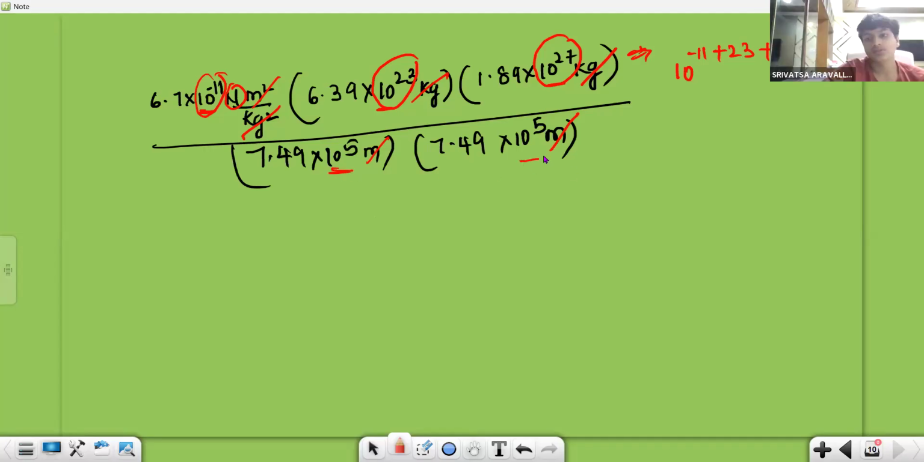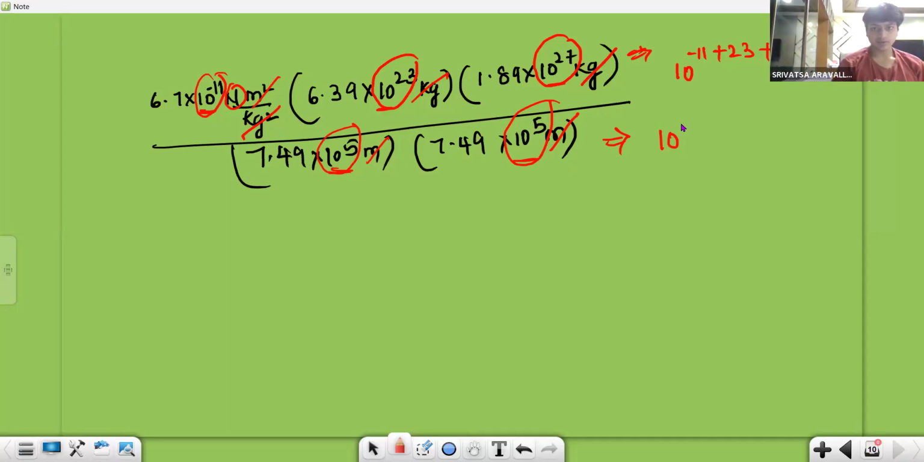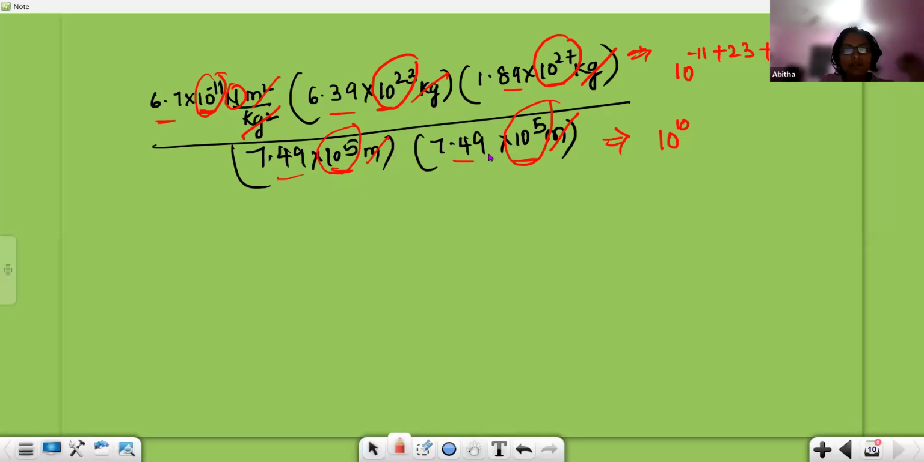In the denominator, tell me what we have in the denominator. We'll have 7.49 and 7.49. Tell me these two values. How much do we get? 10 to the power of 5 plus 5, 10 to the power of 10. Very good. And the remaining, you can do the simple multiplication process.